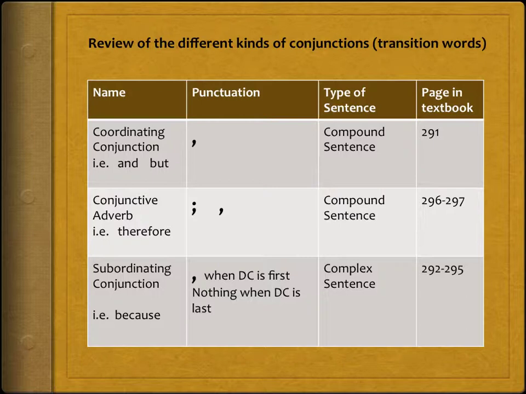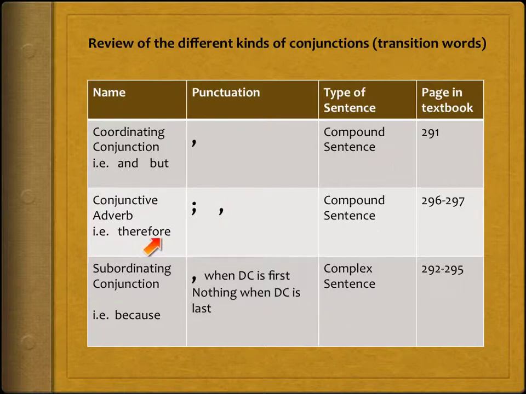Let's do a quick review of the different kinds of conjunctions. These are also called transition words. We have coordinating conjunctions, conjunctive adverbs, and subordinating conjunctions. Coordinating conjunctions like and, but. Remember there's 7 of them. Memorize that acronym, FANBOYS. Coordinating conjunctions are used with a comma. That's what glues the two sentences together, the comma and the coordinating conjunction. Okay? It's used in a compound sentence, a coordinating conjunction.